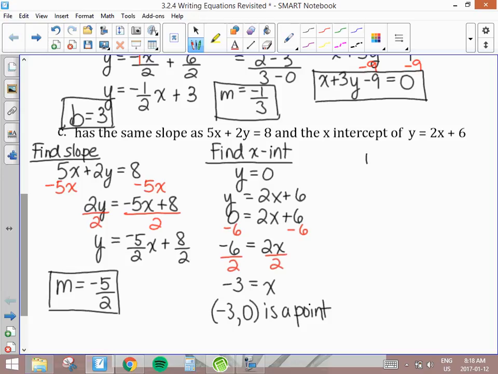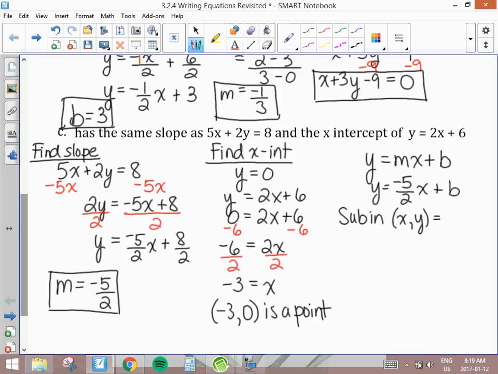So far, what we have for our line, y equals mx plus b, is y equals negative 5 halves x plus b. I need to find the b value, and you may recall from spiral 2 that in order for me to do that, I can sub in a point. If I sub in a point for the x value and the y value, I'll just be left with the unknown b in this equation, and that'll tell me the y-intercept. So I'm going to sub in that my x comma y is equal to, and the only point I know on the line is that x-intercept that we just found, negative 3 comma 0.